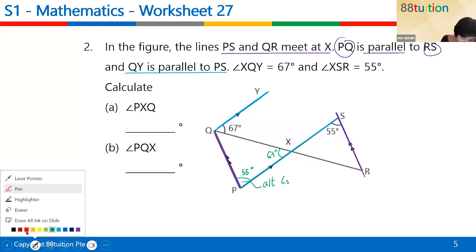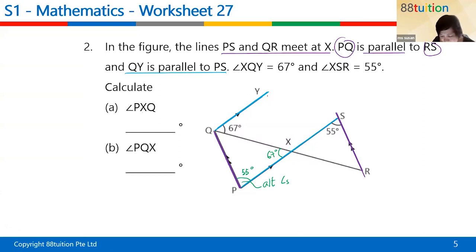Anyone can tell me how? I give you another one to see. This line here, what do you call this angle? Can you help me to type there? Anyone? So this one itself will be 67 degrees. Anyone? Alternate, thank you. Also alternate.